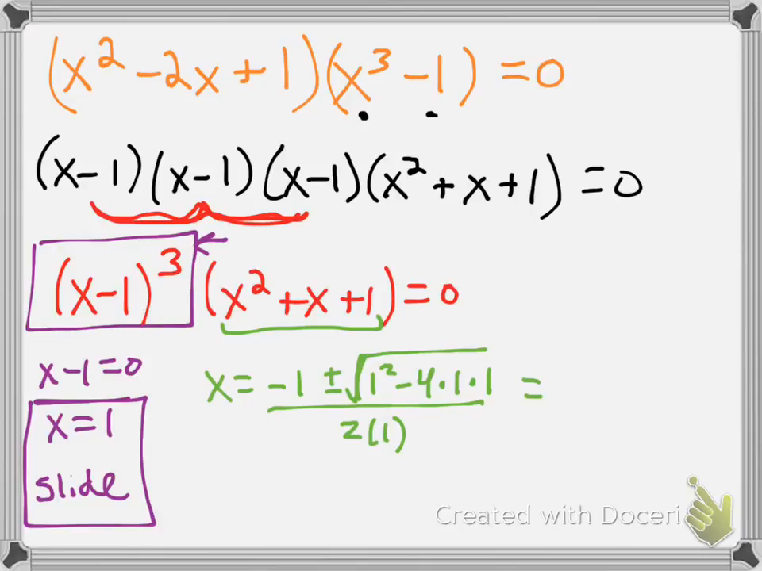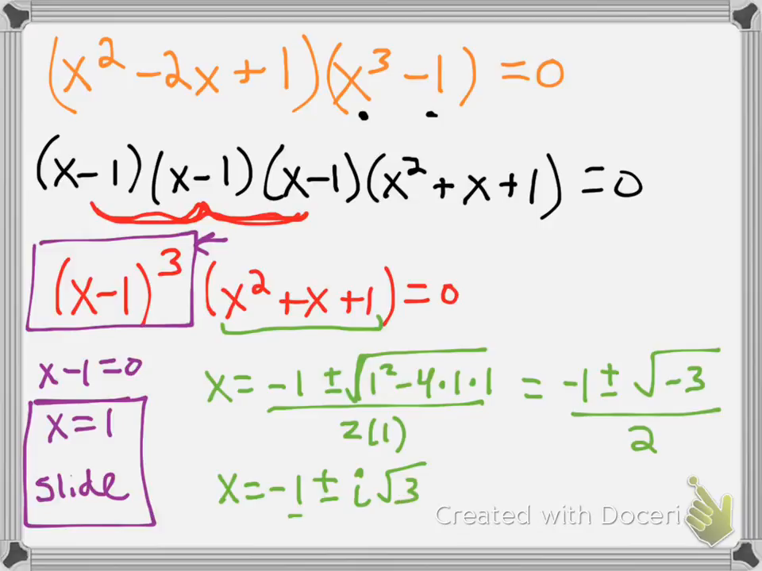And so if I simplify this, I get x equals negative 1 plus or minus the square root of, well, 1 squared is 1, and 4 times 1 times 1 is 4. 1 minus 4 is negative 3, over 2 times 1 is 2. Well, if you remember, when we have negative numbers, now I know that I'm going to have 2 imaginary solutions. Let's simplify. Square root of negative 3 becomes i square root of 3 over 2.